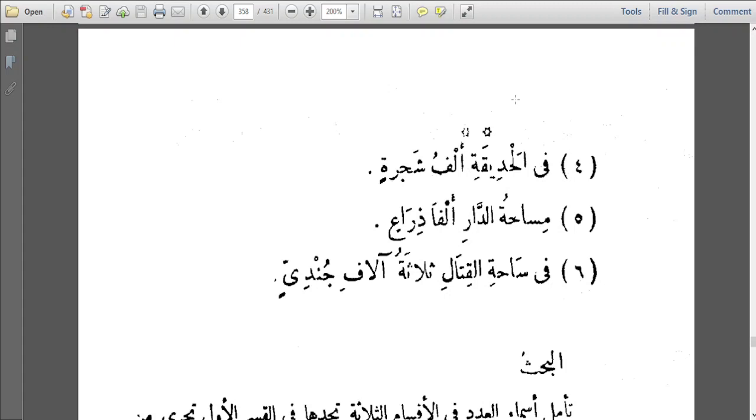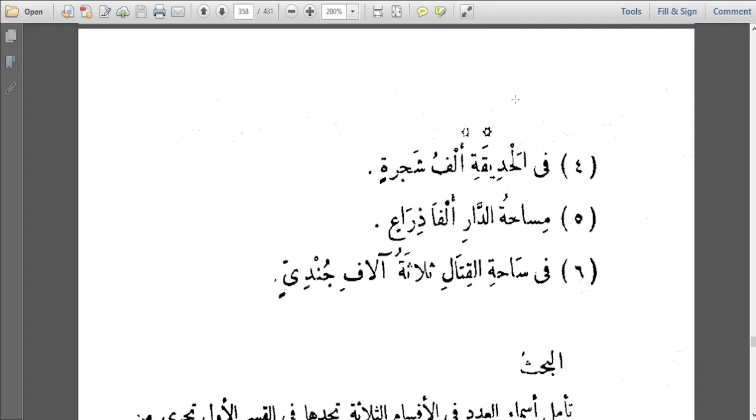مساحة الدار ألف ذراع. The area of the room or the house. الدار is good for room, house, abode. It goes for all. So it says مساحة الدار ألف ذراع. The area of the house is 2,000 cubits. Alfa bimana alfani zira'in.